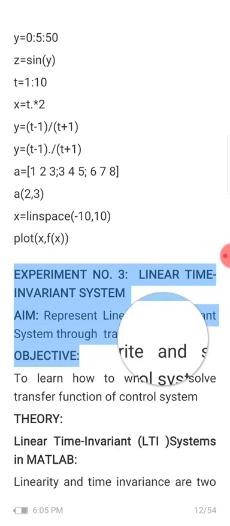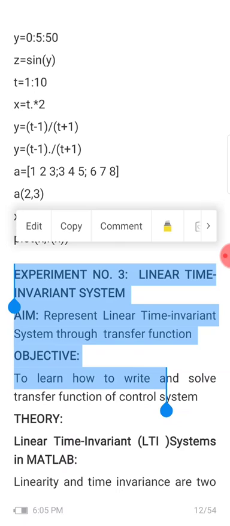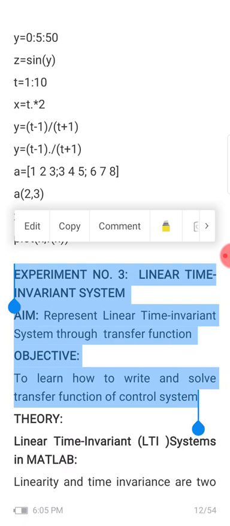Experiment number 3, linear time invariant system. The aim of this experiment is to represent linear time invariant system through the transfer function. The objective of this experiment is to learn how to write and solve transfer function of a control system in Matlab.